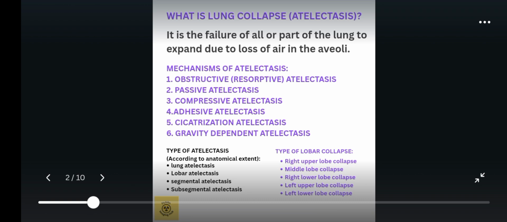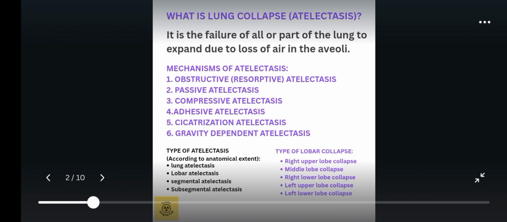Compressive atelectasis. This results from compression of the lung by an adjacent space-occupying process such as a bronchogenic cyst, bulla, neoplasms, pleural effusion, or large osteophyte. When there is something compressing the lung, that can lead to collapse of part of the lung.